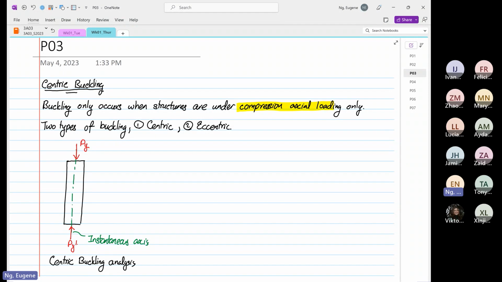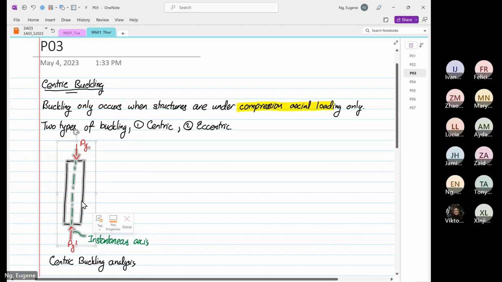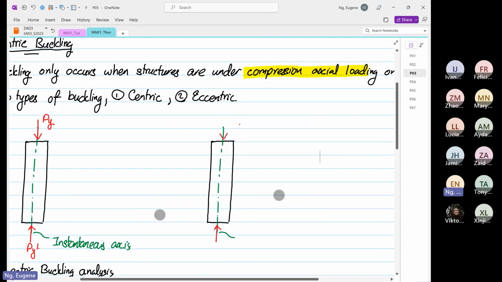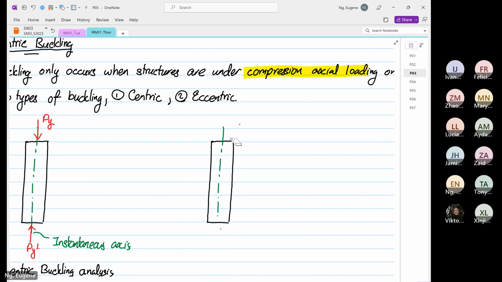Then what do we mean by eccentric? The same feature like what we have over here. So the difference is this. Let me get rid of this arrow first. So the difference between centric and eccentric is this.